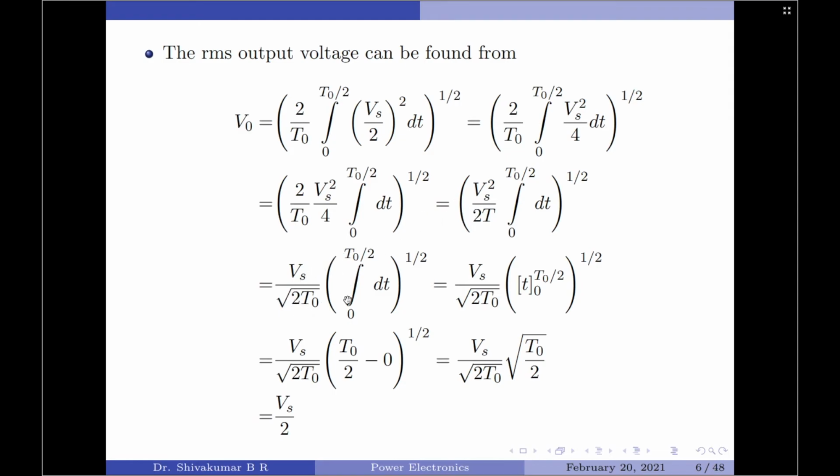Then the integration is only applied to dt. So the integration of dt is going to be t, with limits 0 to T naught by 2. When I apply the limits, it will be T naught by 2 minus 0, which is equal to T naught by 2. So what we will get is Vs divided by square root of 2 T naught multiplied by square root of T naught by 2. The square root of T naught in both the numerator and denominator gets cancelled, and what remains is 2, because it is a multiplication of root 2 and root 2. So the final value for the RMS output voltage for a single phase half wave inverter with resistive load is equal to Vs by 2, where Vs is the supply voltage.